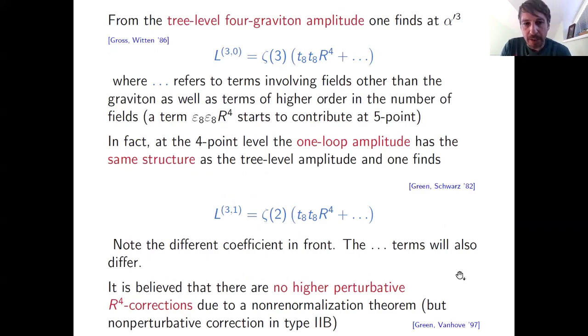In fact, it's believed that there are no higher perturbative corrections to this R to the 4 term due to a non-renormalization theorem. But there are non-perturbative corrections in the type 2B case, but there are not even non-perturbative corrections in the type 2A case. This has been argued famously by Green and Vanhove in a 97 paper.